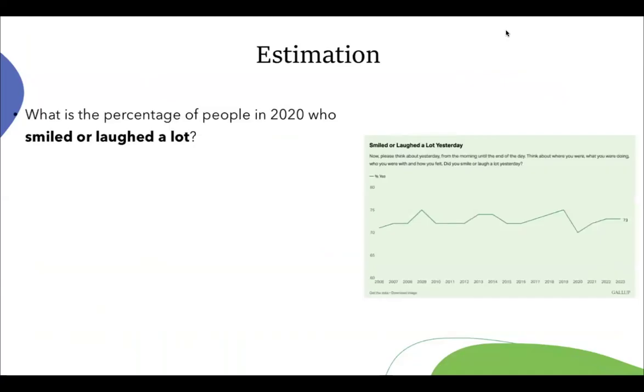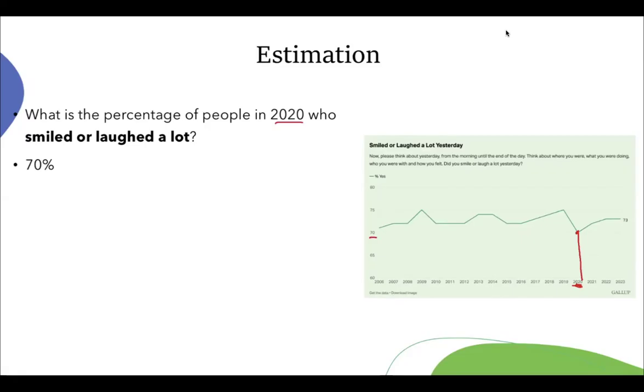Okay. So now we're going to go back to a little bit of what we're going to talk about today. The percentage of people in 2020 who smiled or laughed a lot. So when we look at 2020 on this picture, we see approximately a value of 70. But what you don't see in this picture is that Gallup provides more information. And I'm sorry, I'm going to go back to that in a second.